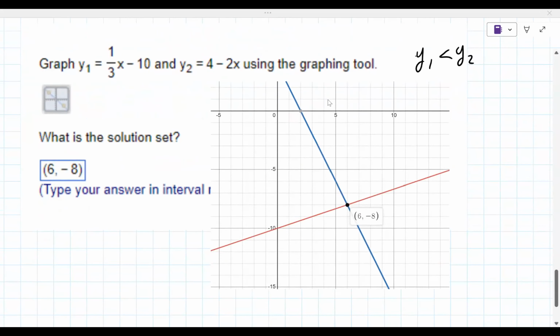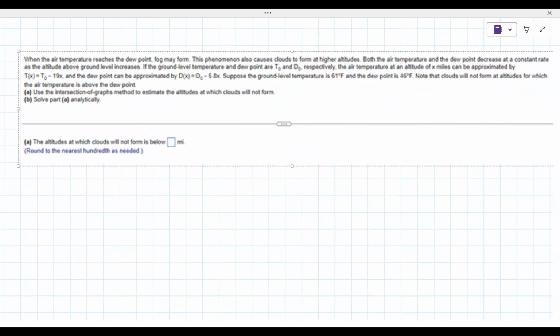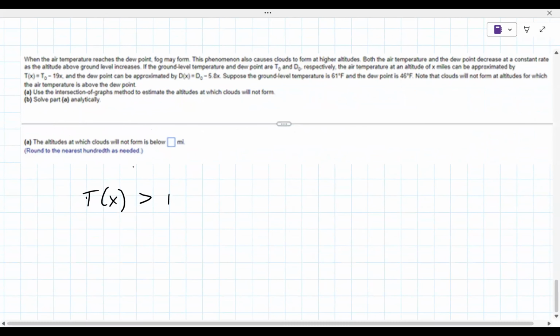Okay, all right. So this one here, I've got it up on my other screen more zoomed in. It says part A, the altitude at which the clouds will not form is below. So they're kind of asking you to solve where is T of X below D of X or D of X below T of X. It says, note that clouds will not form at altitudes for which the air temperature is above the dew point. So basically, where is T of X greater than D of X?